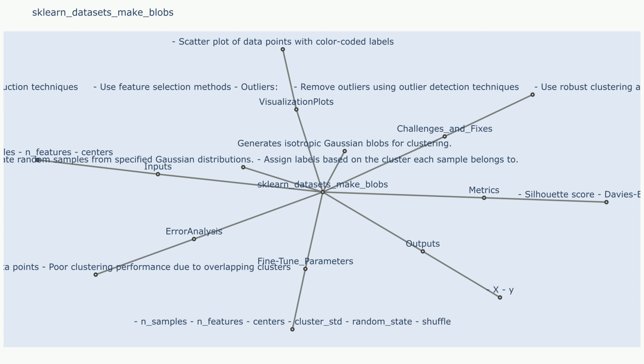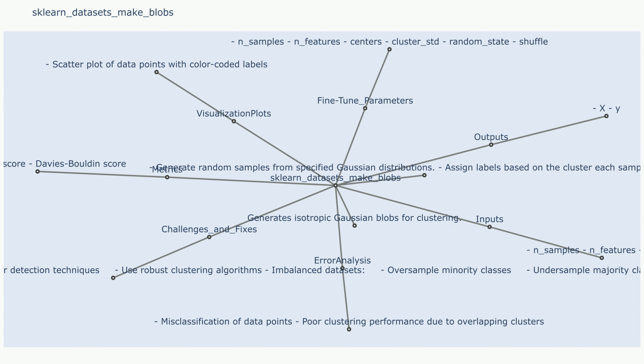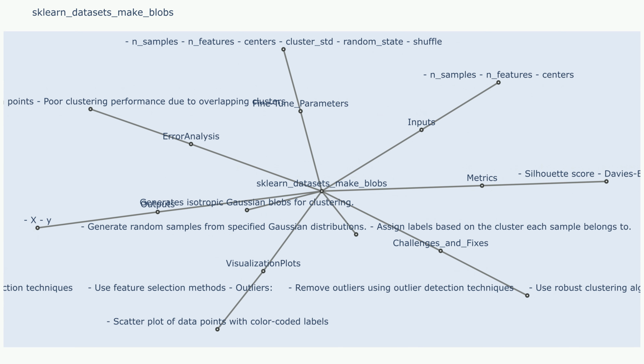cluster_std, the standard deviation of the clusters. It can be a single value, or a list/array of length n_centers. Outputs: X, an array of shape (n_samples, n_features) containing the generated data points. y, an array of shape (n_samples,) containing the cluster labels for each data point.